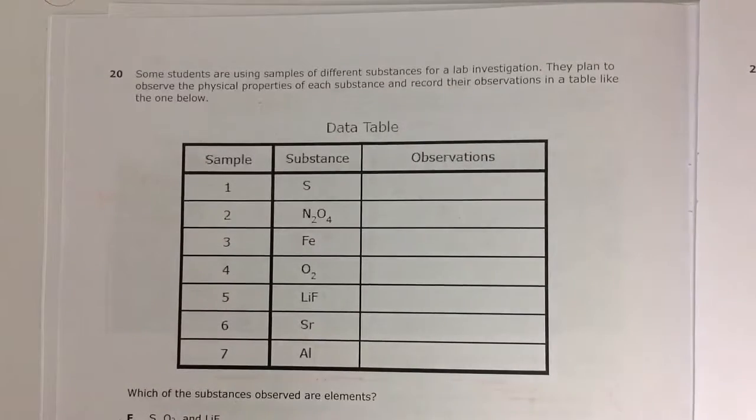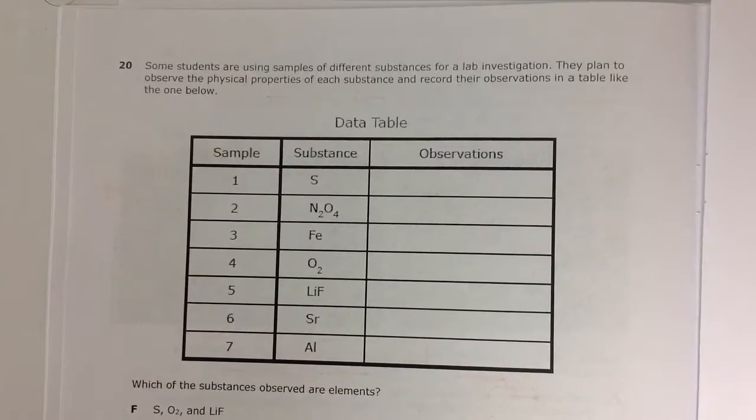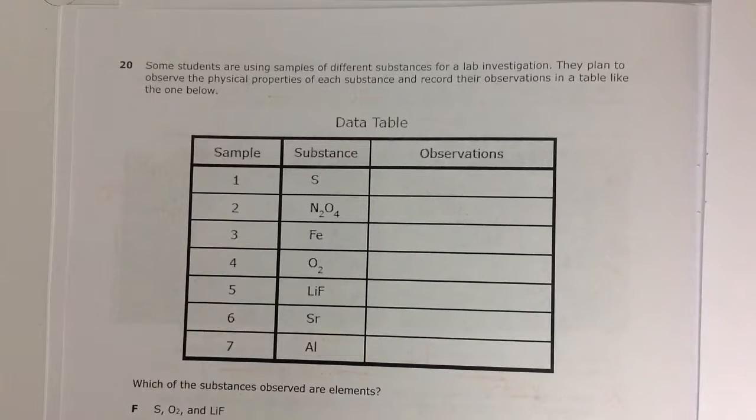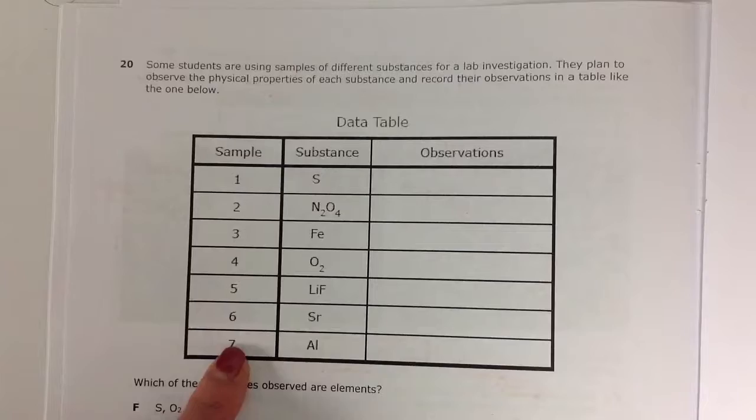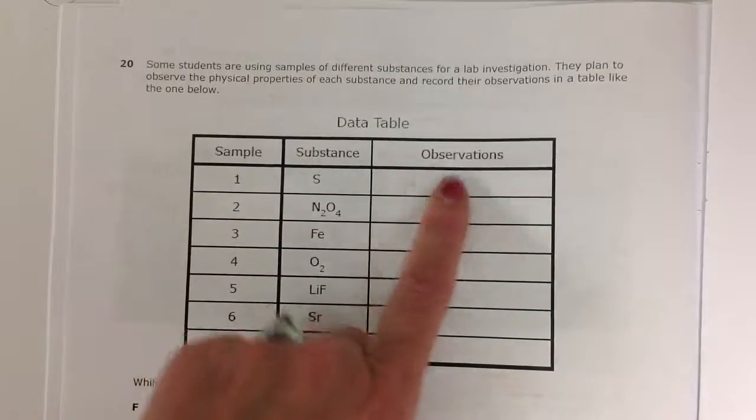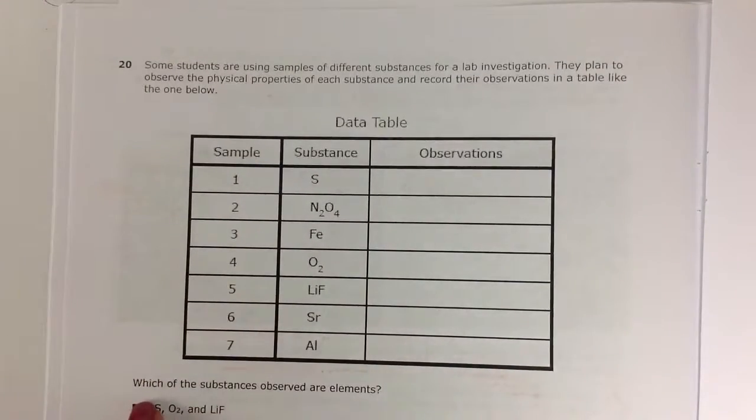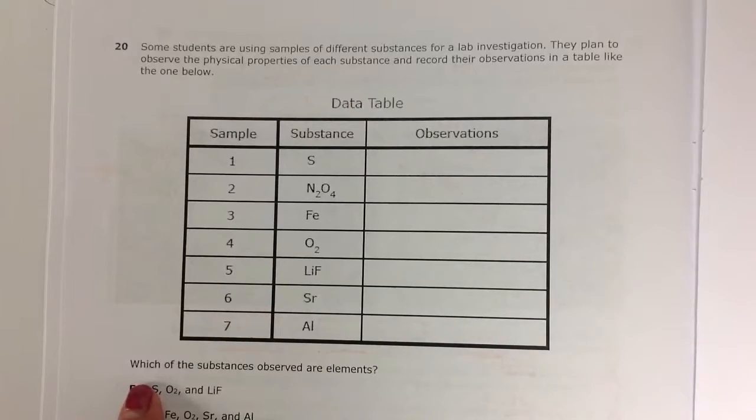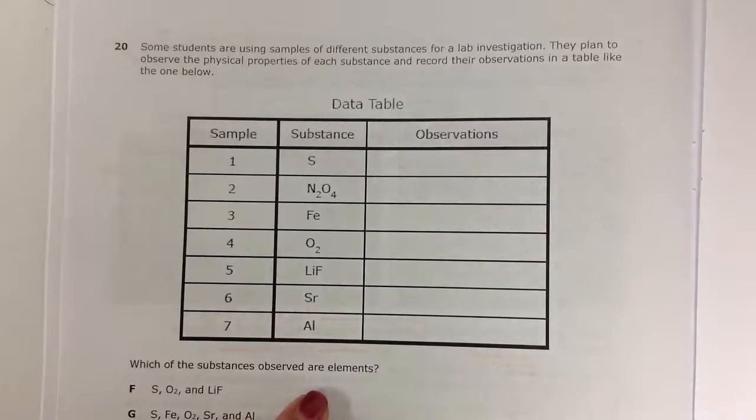Question 20. The question reads, some students are using samples of different substances for a lab investigation. They plan to observe the physical properties of each substance and record their observations in a table like this one. They have samples 1 through 7, substances, and their observations. The question reads, which of these substances observed are elements?